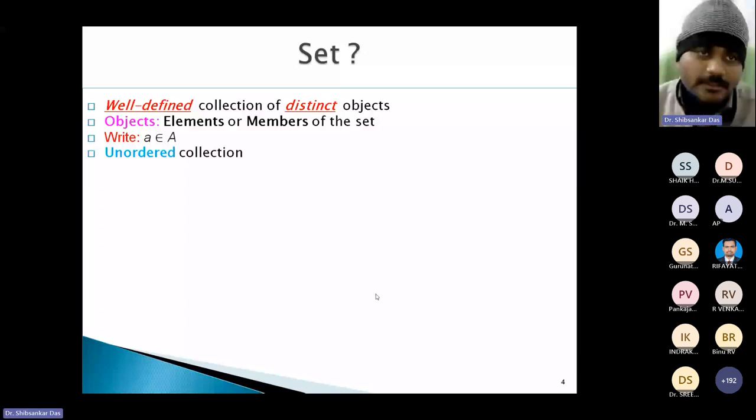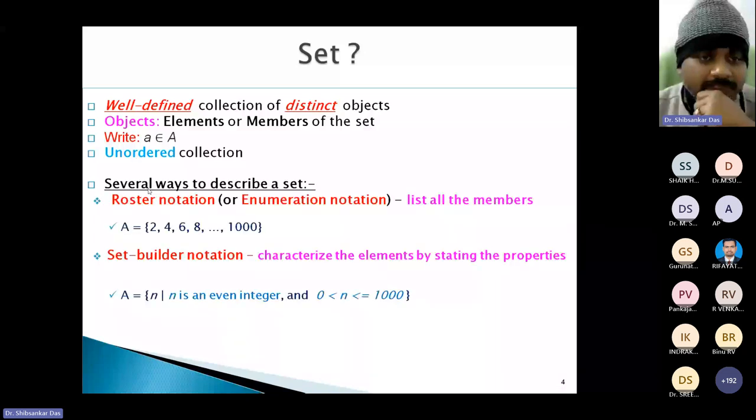So the members of the sets are called elements, or members of the sets are called objects. A set is an unordered collection, and there are various standard notations of sets: roster notation and set builder notation. These are the parts I believe many of us know, so I'll be going through this part quickly.